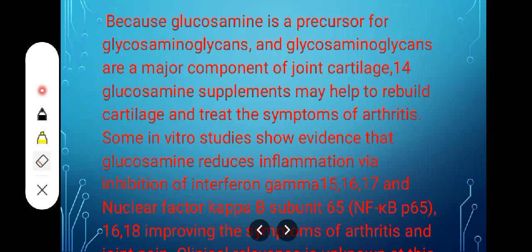Some in vitro studies show evidence that glucosamine reduced inflammation through the inhibition of interferon gamma, interleukins, and the nuclear factor kappa B subunit p65, improving the symptoms of arthritis.